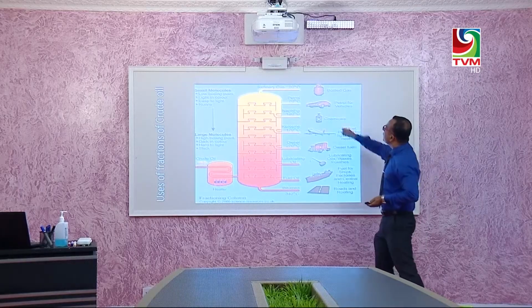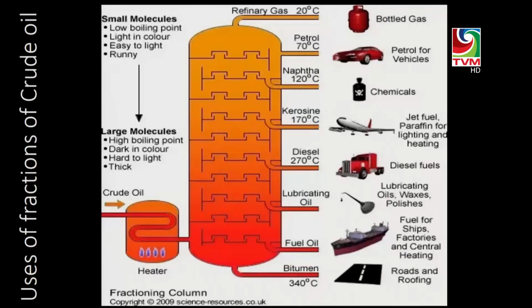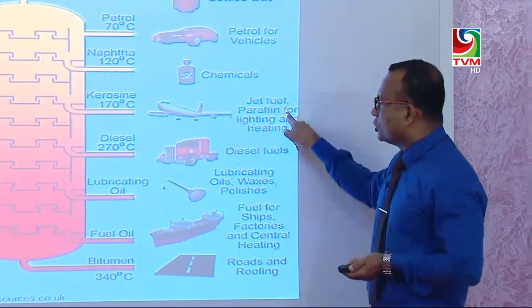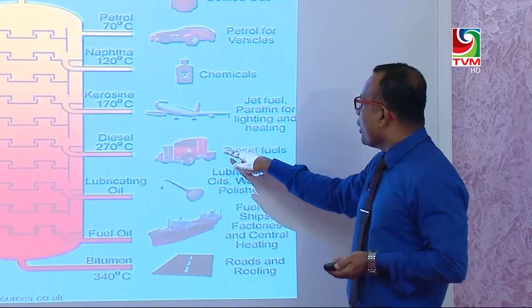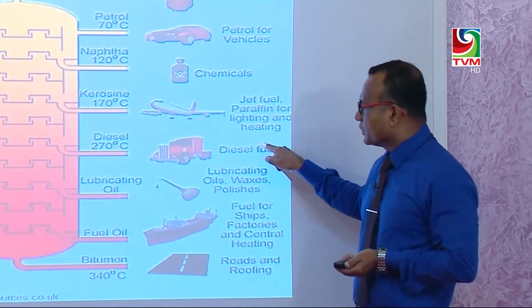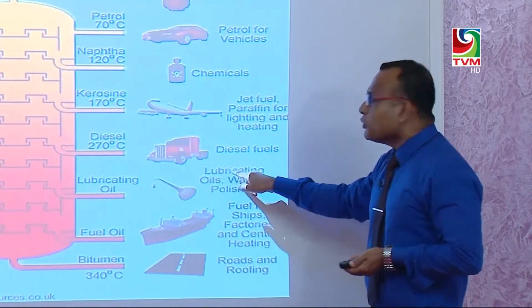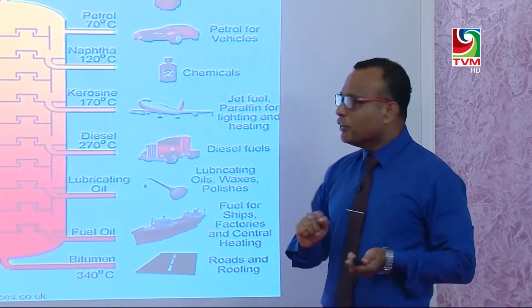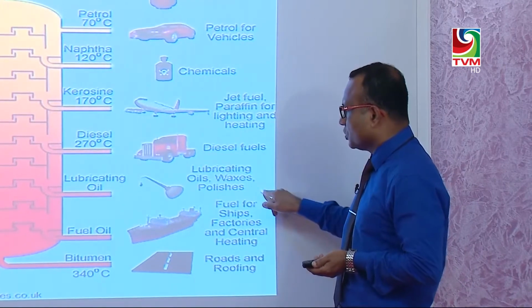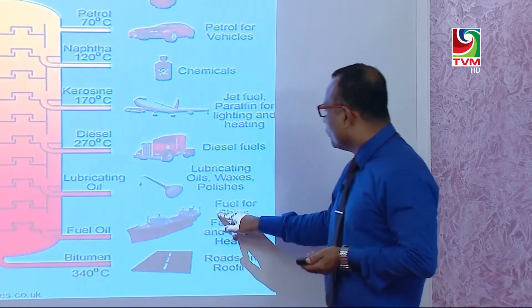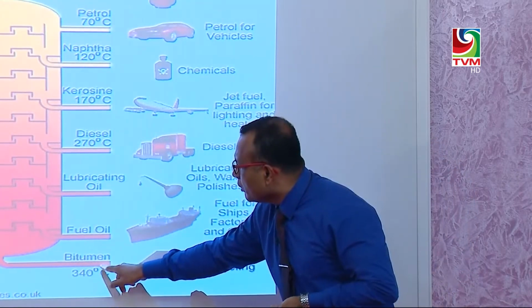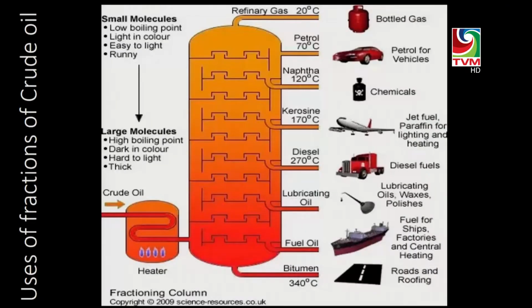Refinery gas, fuel for cooking. Petrol, fuel for light vehicles such as cars and motorbikes. Naphtha, raw material to make various chemicals. Kerosene, fuel for jet engines. Diesel, fuel for heavy vehicles such as buses and lorries. Lubricating oil, to reduce the friction between moving wheels, and to produce waxes and polishes. Fuel oil, fuel for ships. And finally bitumen is used to construct roads and also as a roofing material.